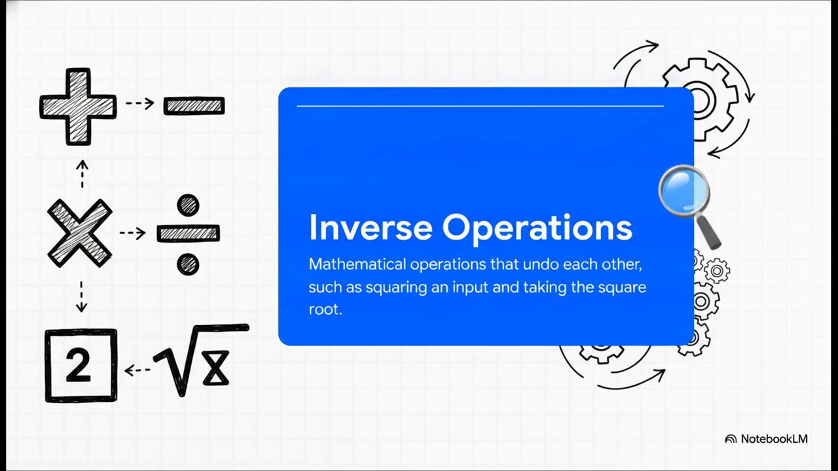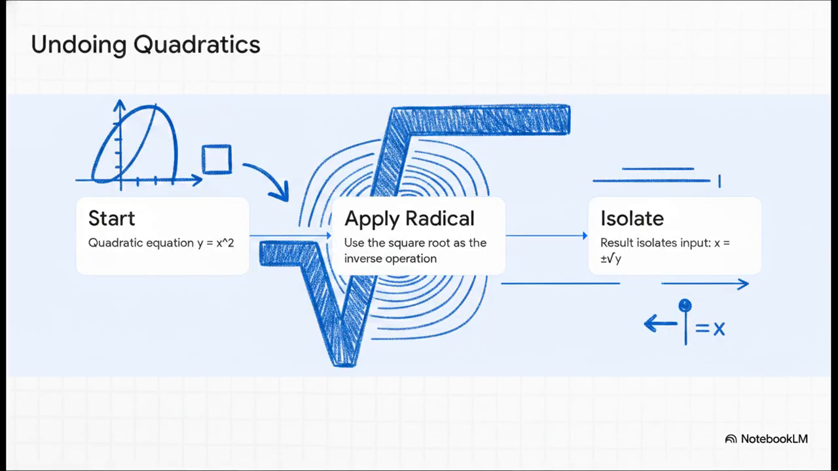Because think about it, you can't isolate a domain input without a way to reverse the math that was done to it in the first place, right? Addition has subtraction, multiplication has division, and squaring? Well, squaring has the square root. This step-by-step process really shows off the beauty of radicals.